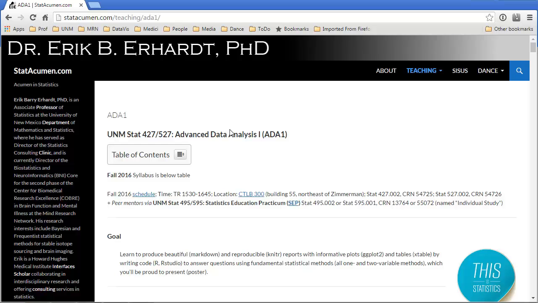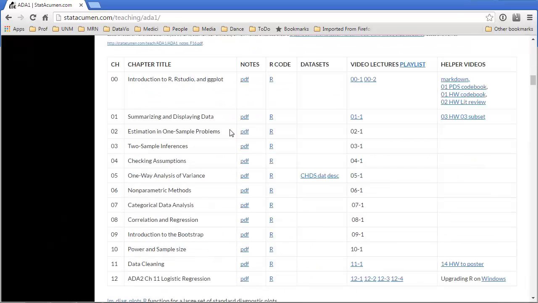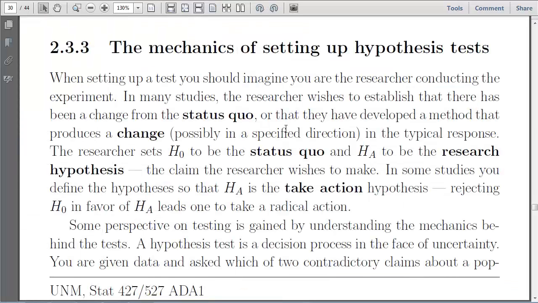In this video, we'll be concluding Chapter 2 on one-sample tests. I've scrolled on down. Here we are at one-sample tests, and the video links are here. The R code is here. Let's jump over to the notes.